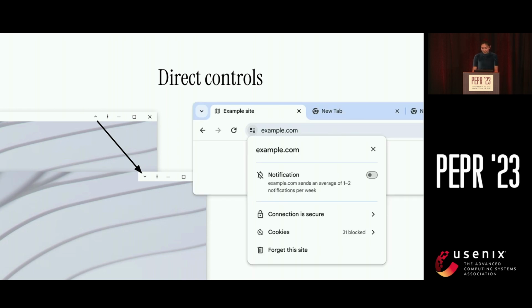Another idea could be, instead of websites prompting people for notifications, we just let them direct people to where the control is and let them turn it on by themselves if they want it. The upside to providing direct controls instead of prompting is that by the very act of turning something on, you learn how to turn it off.